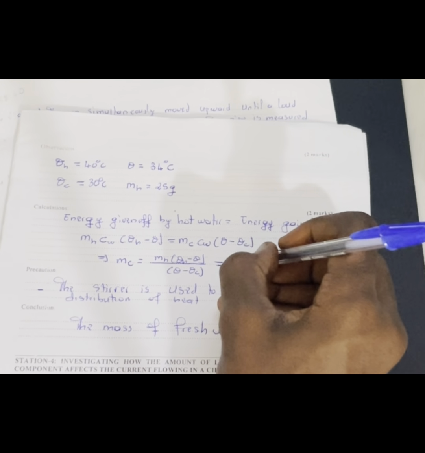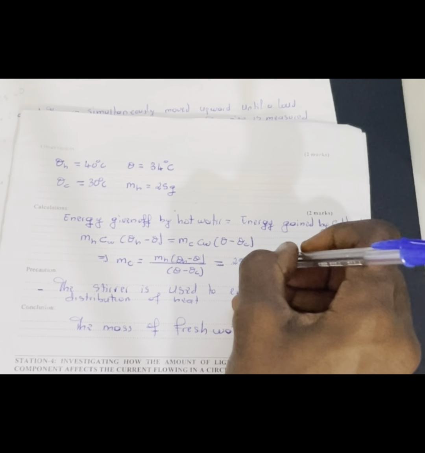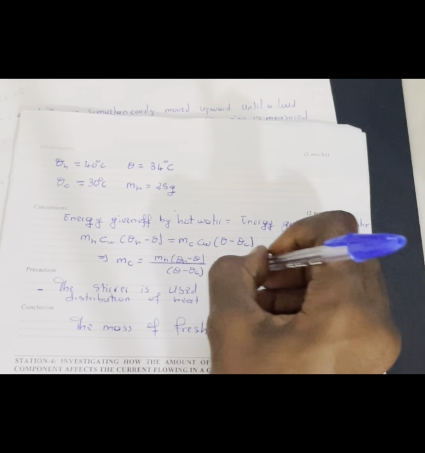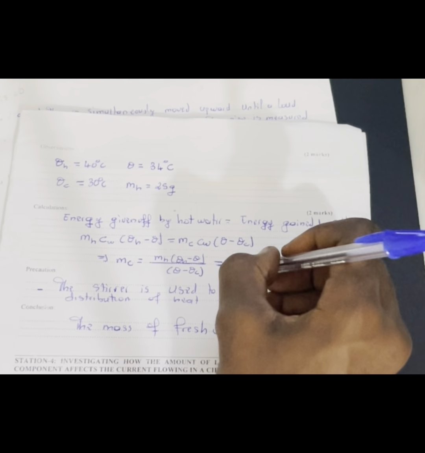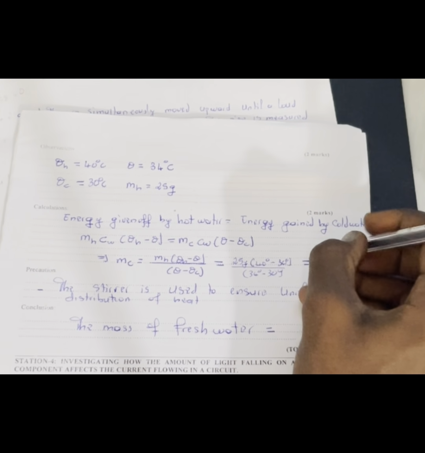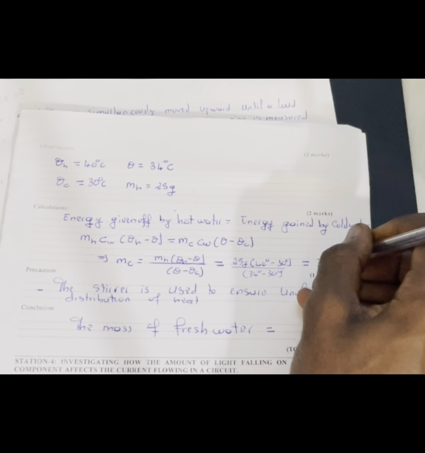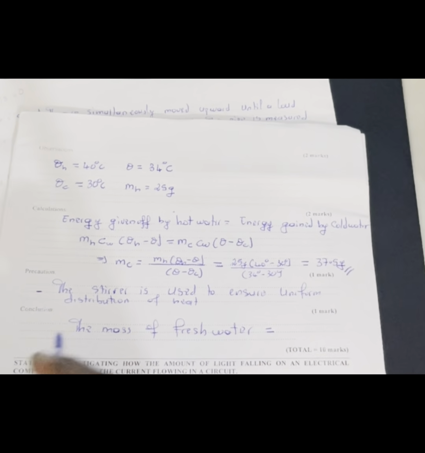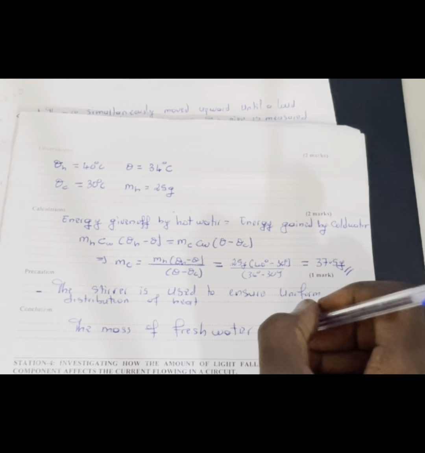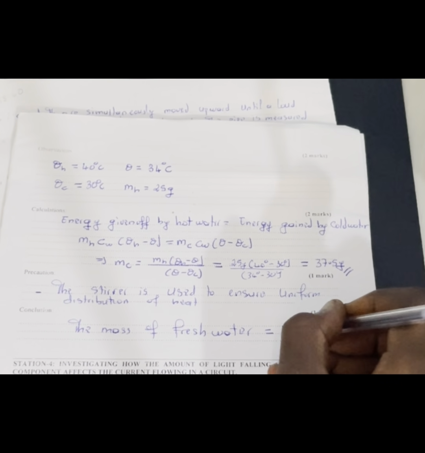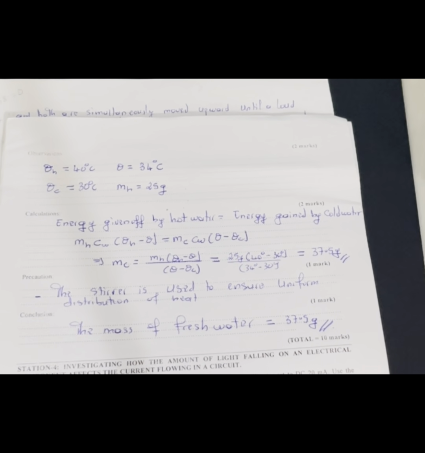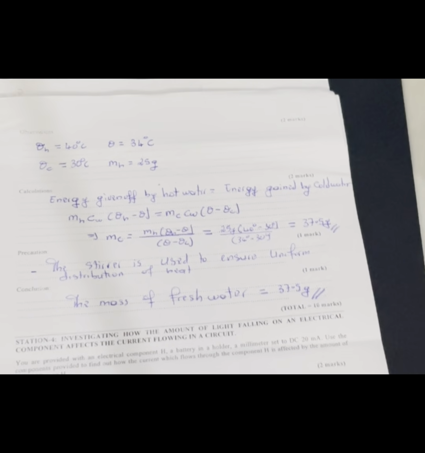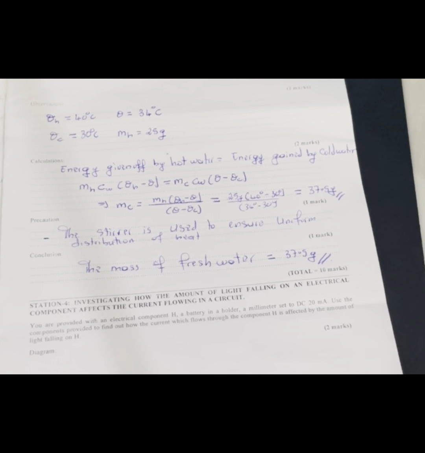When you replace it here, you have 25 grams times 40 degrees minus 30 degrees, all divided by 34 degrees minus 30 degrees. Okay, so that will give us 37.5 grams. So that is the mass of the fresh water. So I will come and put here my 37.5 grams. Okay, so that is it for 10 marks. That is all about station 3. Now let us go to our last station, which is station 4.